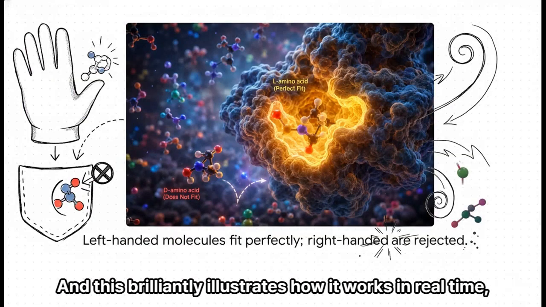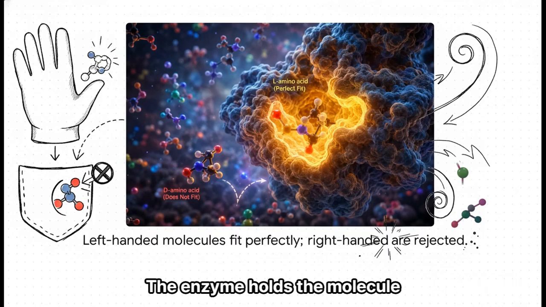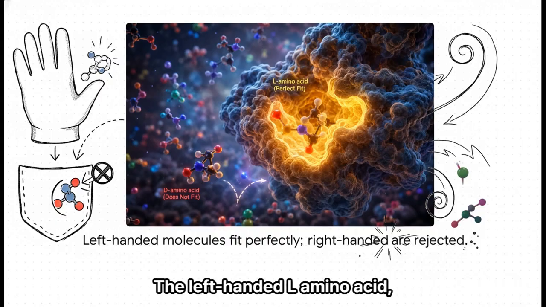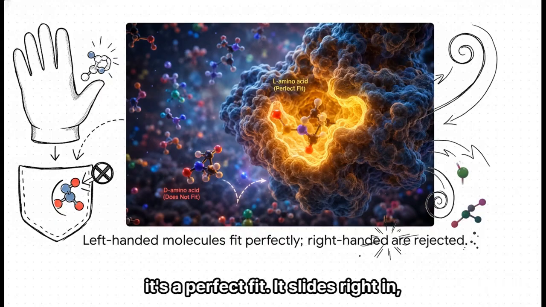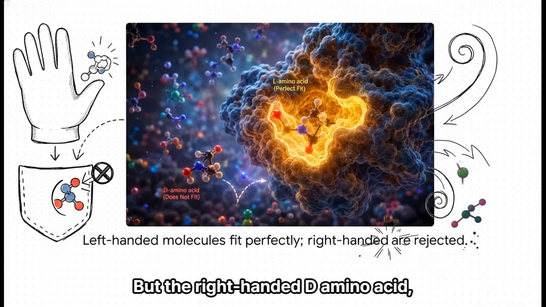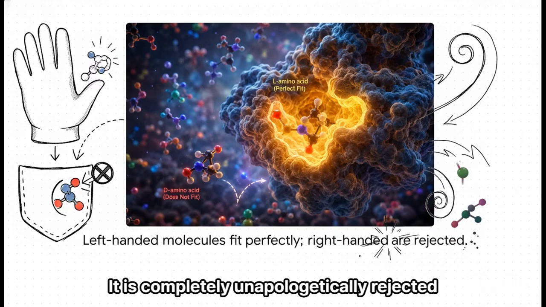And this brilliantly illustrates how it works in real time, like a literal lock and key mechanism. The enzyme holds the molecule in a pocket shaped exactly like a glove. The left-handed L-amino acid, it's a perfect fit. It slides right in, glowing with energy. But the right-handed D-amino acid, it just bounces right off. It is completely, unapologetically rejected.